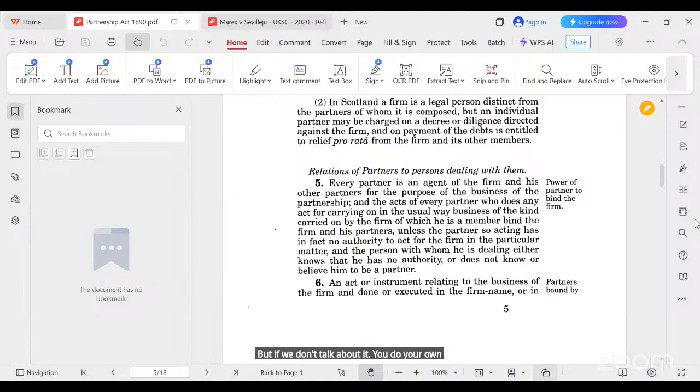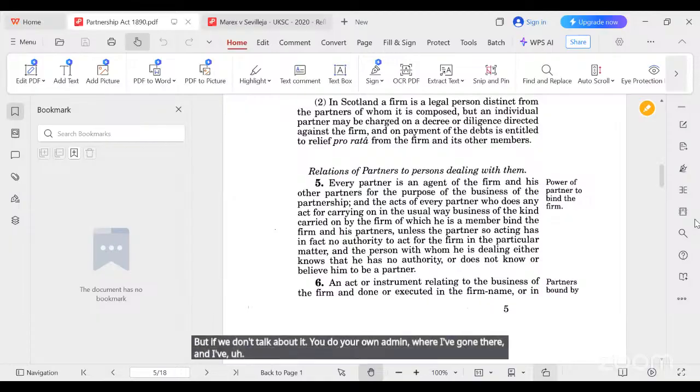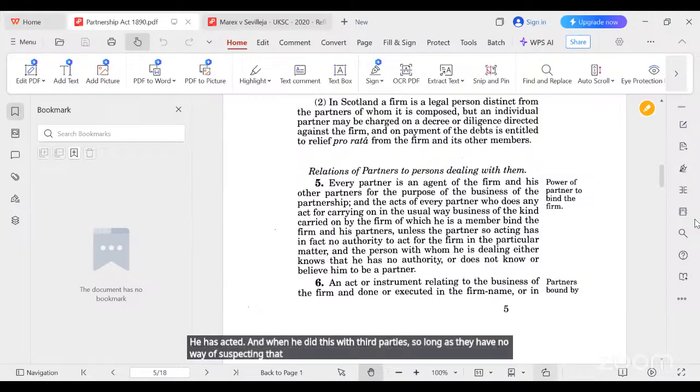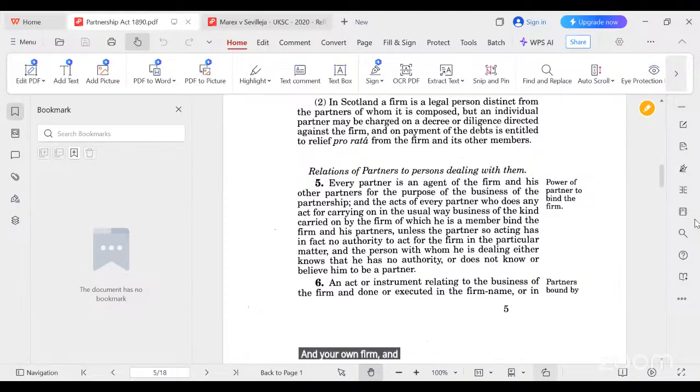I do my own. Well, I've gone there and you have, because the other party is bound, the firm is also bound. He has acted, and when he deals with third parties, so long as they have no way of suspecting that he's not authorized, whatever he does binds those people, your own firm and the other partner. So that is another way of couching a mandatory provision. He's telling you what you must take and live with.